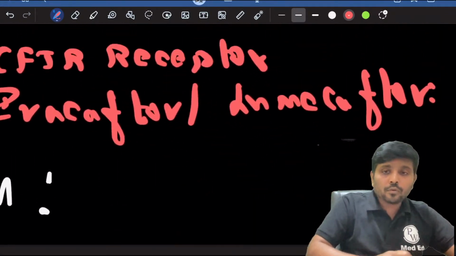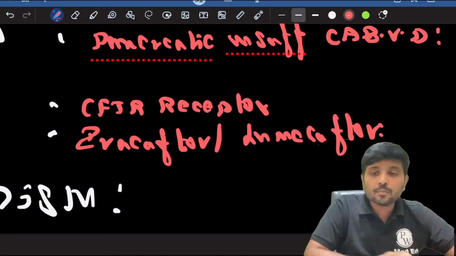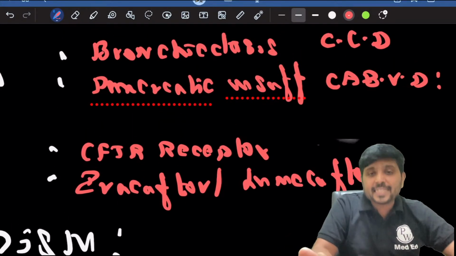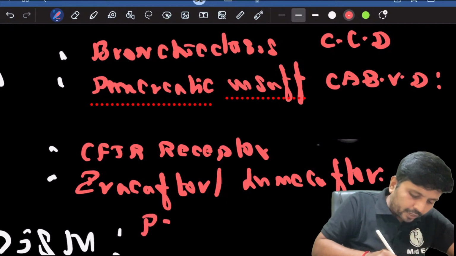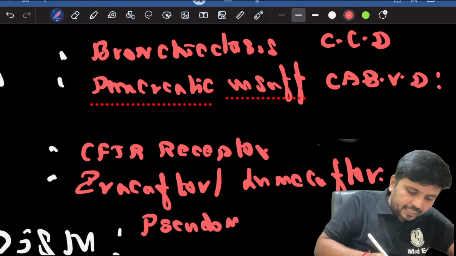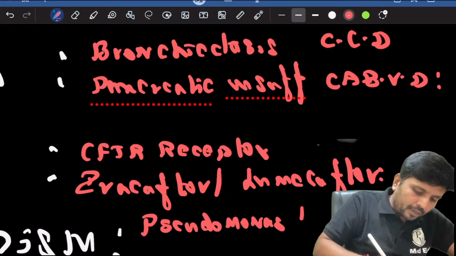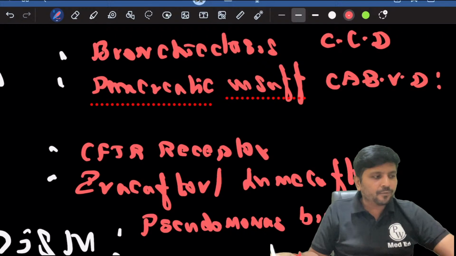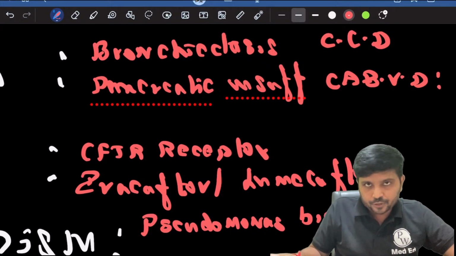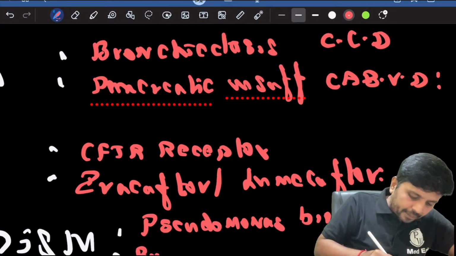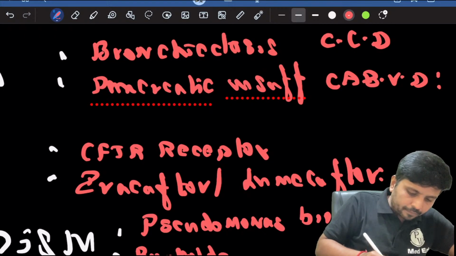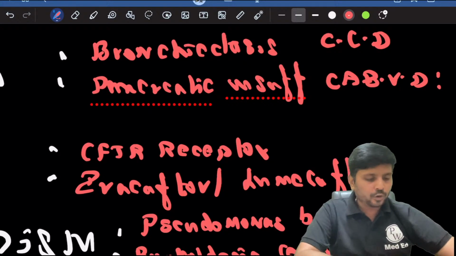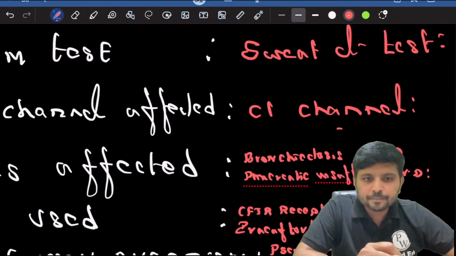And tell me, with respect to cystic fibrosis, what are the most common infections that can lead to chronic colonization in the lung? Two things. One is Pseudomonas colonization in the lung because of biofilm formation. The next one is Burkholderia cepacia.